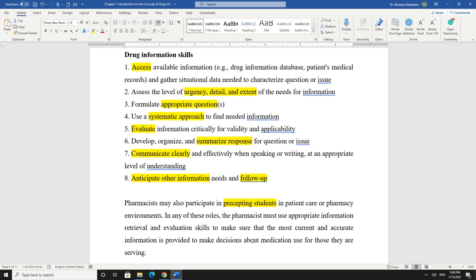After I go maybe to one source or more, I have to put the information together and evaluate this information. I will take the information and evaluate it critically. I need to know whether the information I got is reliable or not. If you go to the internet, I'm telling you, in most cases drug information is not accurate, at least not completely accurate. So you need to evaluate the information you see.